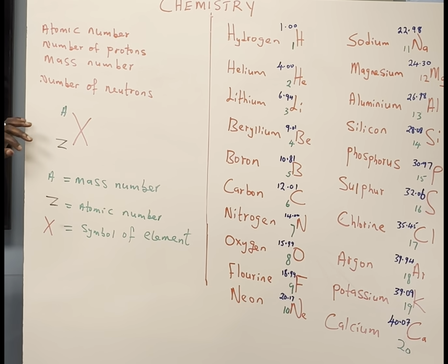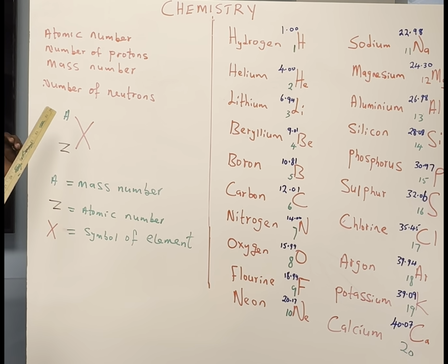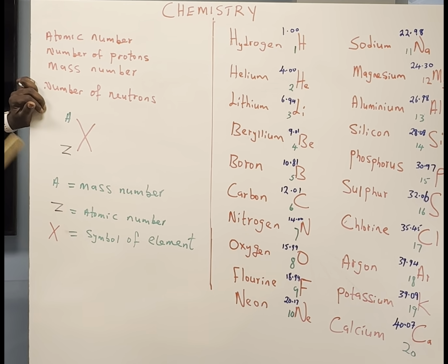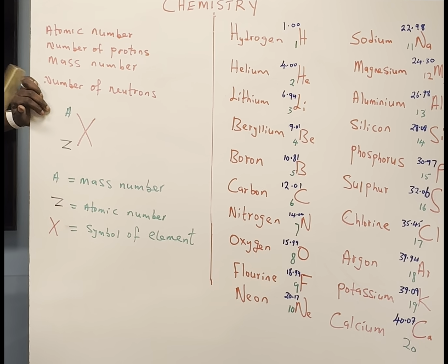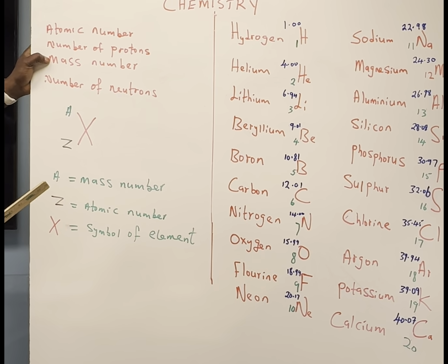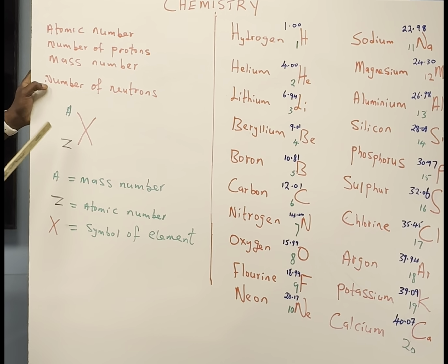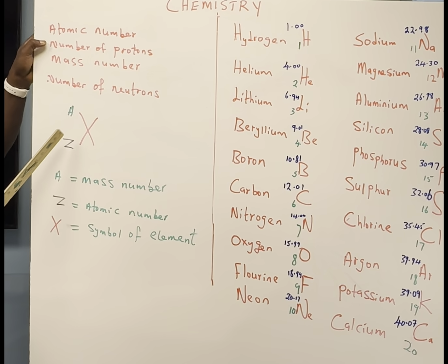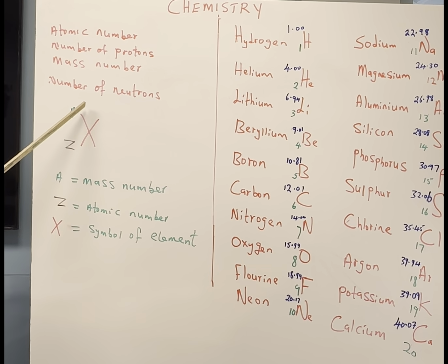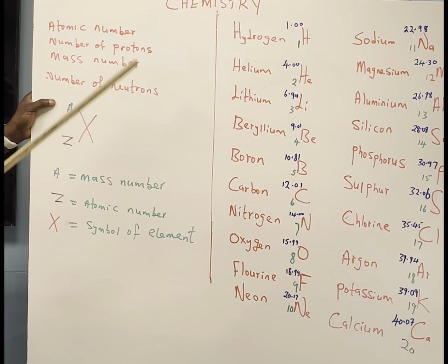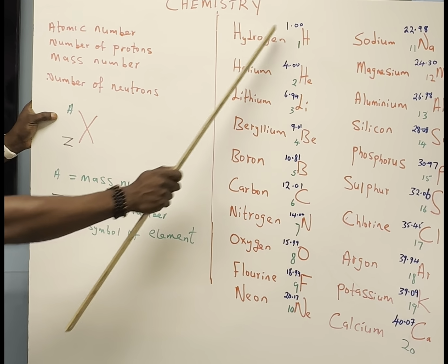Now, let's take a look at how you identify the number of neutrons. To get the number of neutrons is just the difference between the mass number and the number of protons. The difference between mass number and the number of protons. Now, look at this representation. It's just a replica of what we have here.